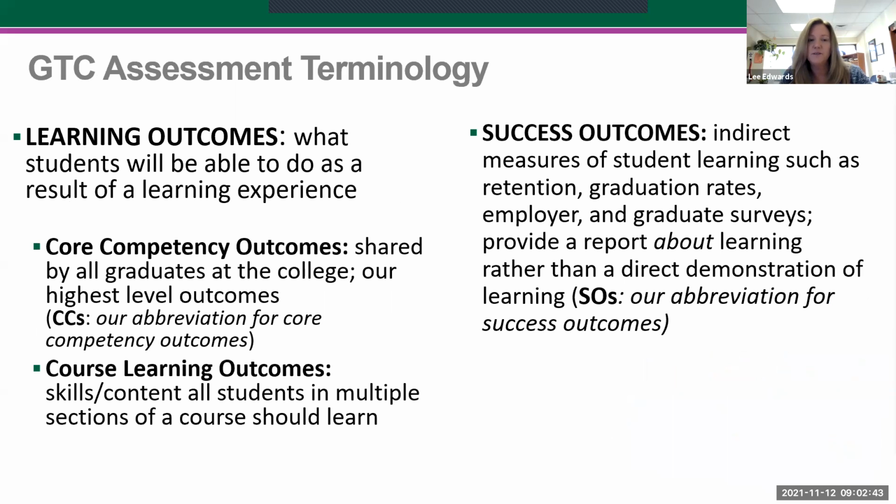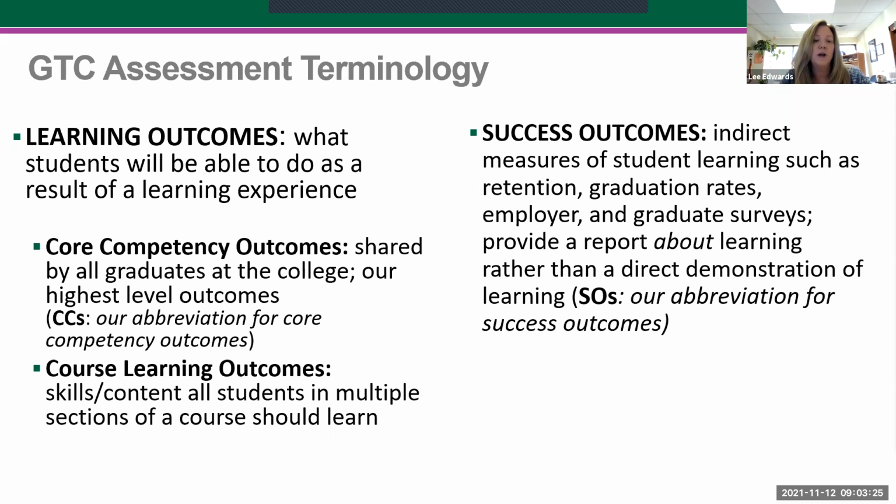So you probably heard the words learning outcomes, success outcomes, and we're going to try to straighten them out for you. Learning outcomes, just in general, are what students will be able to do as a result of a learning experience. Under learning outcomes, we have something called core competency outcomes. That's some sort of an upper level shared by all graduates of the college. Core competencies are things where we assess communication skills, information literacy, critical thinking, professionalism, those kinds of things.